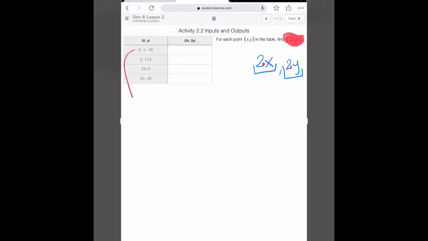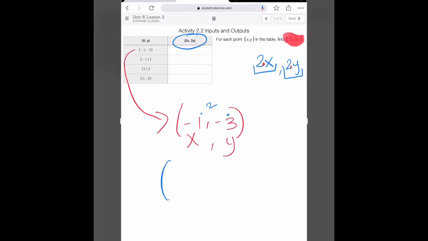So let's do this first one together. Your first one is -1, -3. Again, remember that it's in this order, x, y. They told us here to multiply your x and your y's by 2. So what's -1 times 2 and -3 times 2? That would be -2, -6. That's it for this one.